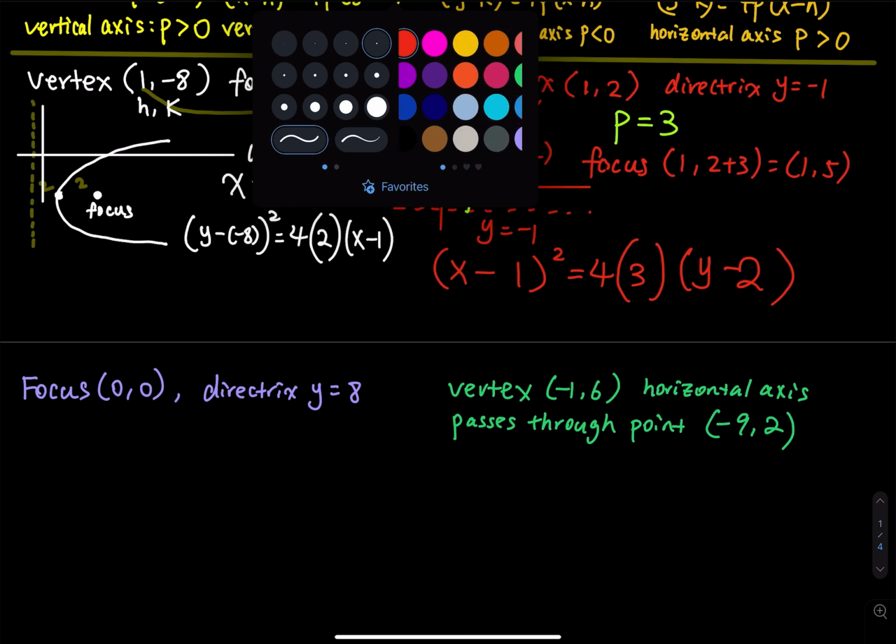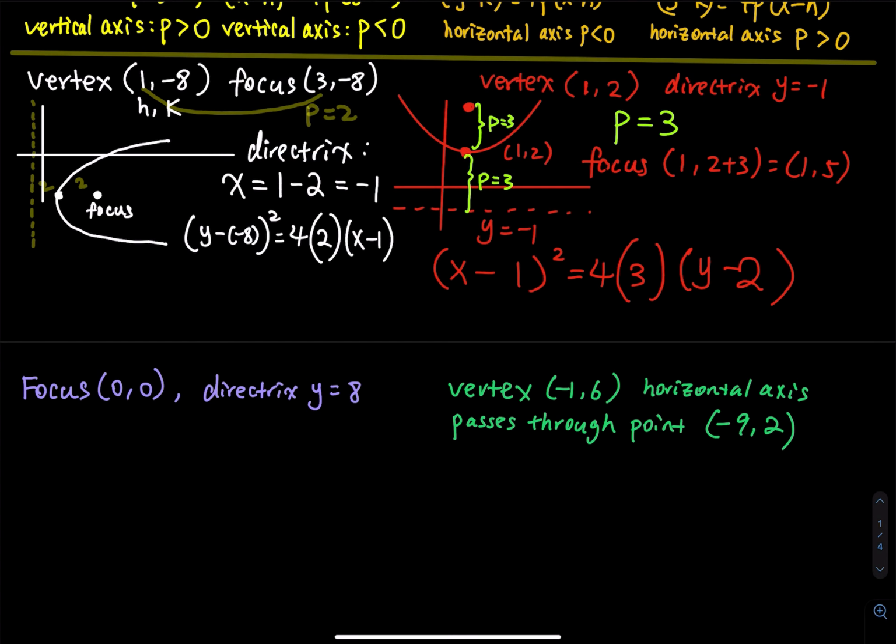So this graph, I'm going to match the color first. So focus is at (0, 0), directrix is y equals a. The directrix is above the focus, right? So the focus is (0, 0). That means the parabola is facing this way. And then here is my vertex, and then the directrix is y equals a.